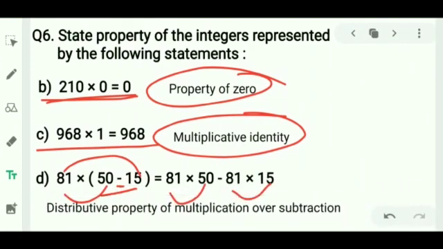So the answer of question number 6D: 81 multiplied by 50 minus 15 becomes 81 into 50 minus 81 into 15. This property is called the distributive property of multiplication over subtraction because it has a subtraction sign here.